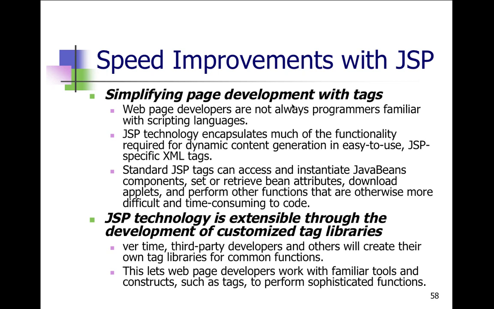So standard JSP tags can access and initialize Java Bean components, set and retrieve Bean attributes, download applets, and perform other functions and behaviors that are otherwise more difficult and time-consuming to code, so the web developer doesn't have to worry about them. The technology is extendable through development of customized tag libraries, which is where we get the power in here.